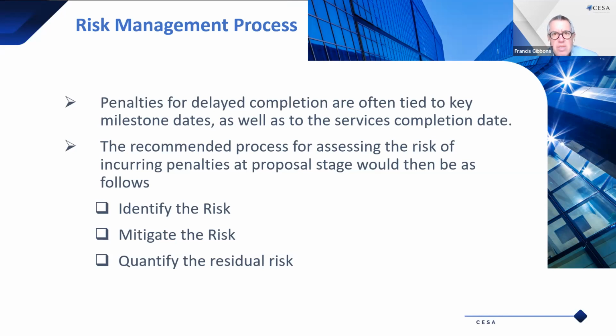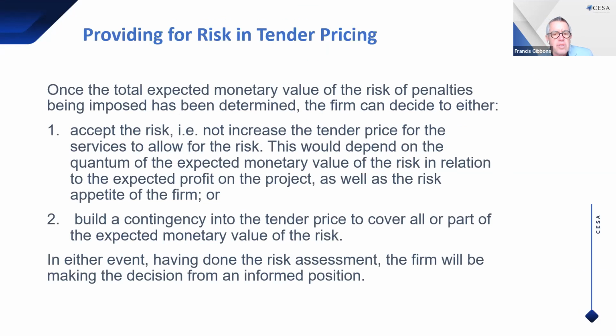Now, we've said, okay, our business is at risk here for 4,000 Rand for penalties if we're late on this particular aspect. So the next step is to decide what you're going to do about that. Often you might think, well, I've determined that there's 4,000 Rand and I don't mind. There's two options. You can either accept the risk and not increase the tender price for the services to allow for the risk. This will depend on the quantum of the expected monetary value of the risk in relation to the expected profit. So if 4,000 Rand is the expected monetary value of the risk, and you're expecting a profit of 50,000 Rand, then perhaps you're happy to carry that risk. So it depends on the value of the risk in relation to the expected profit, as well as the risk appetite of the firm.